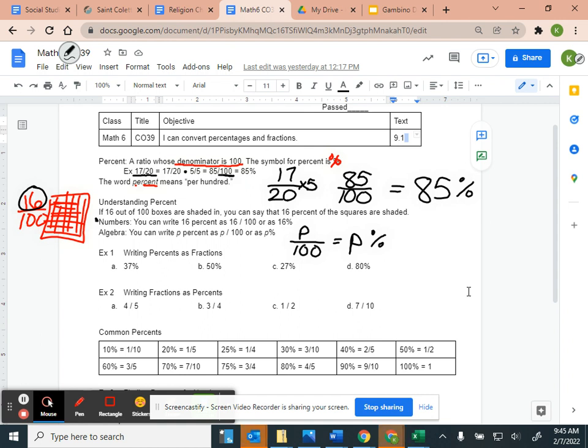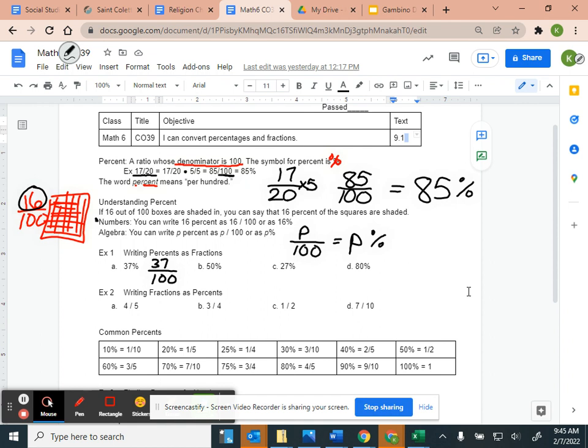So writing percents as fractions. If we have 37%, how would we write that as a fraction, Will? 37 over 100. That 100 denominator is the most important thing to remember about percentages. Can I simplify that? No, because 37 is a prime, so I cannot simplify it anymore. So it stays as 37 hundredths.